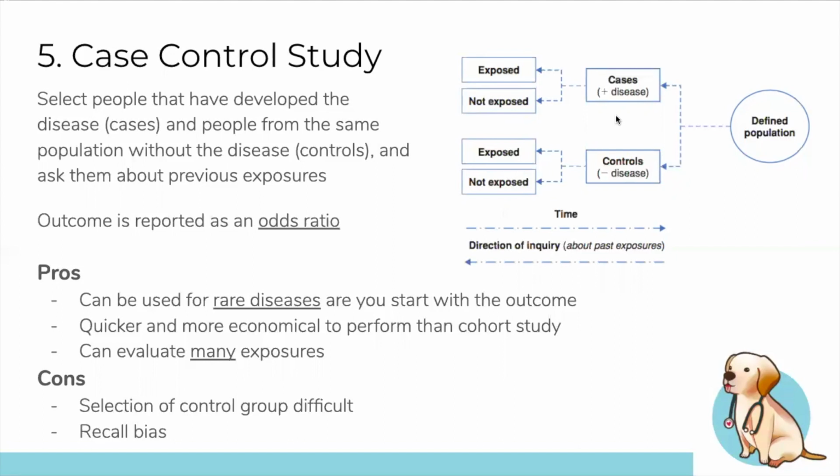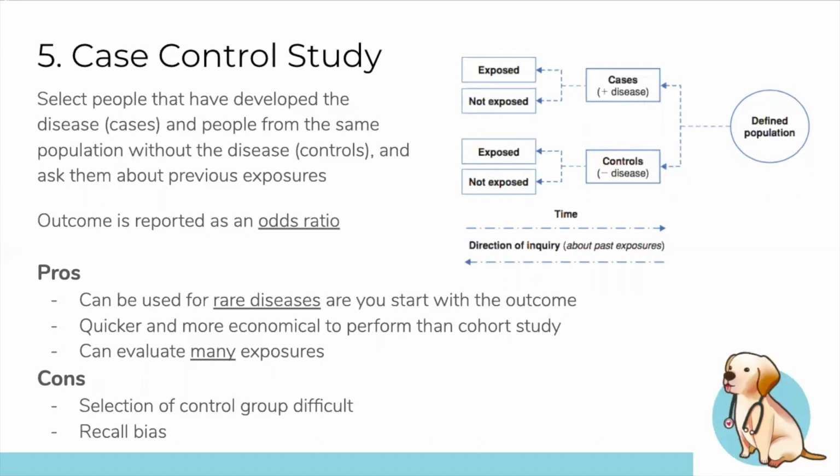Because you're starting with the cases, one thing that's really good about this is that you can use it for really rare diseases. You would choose people that have this disease in particular to look into and ask questions about. And because you're starting off with cases, you can look at many different exposures and ask them about a lot of stuff.